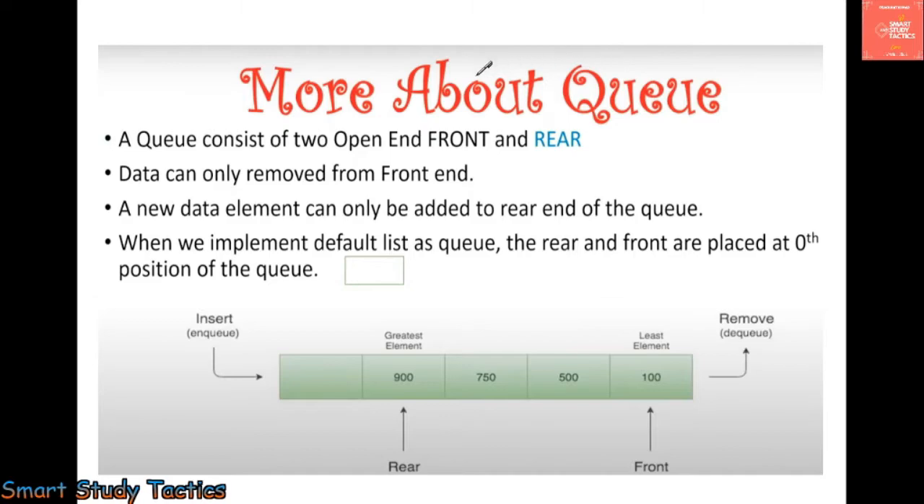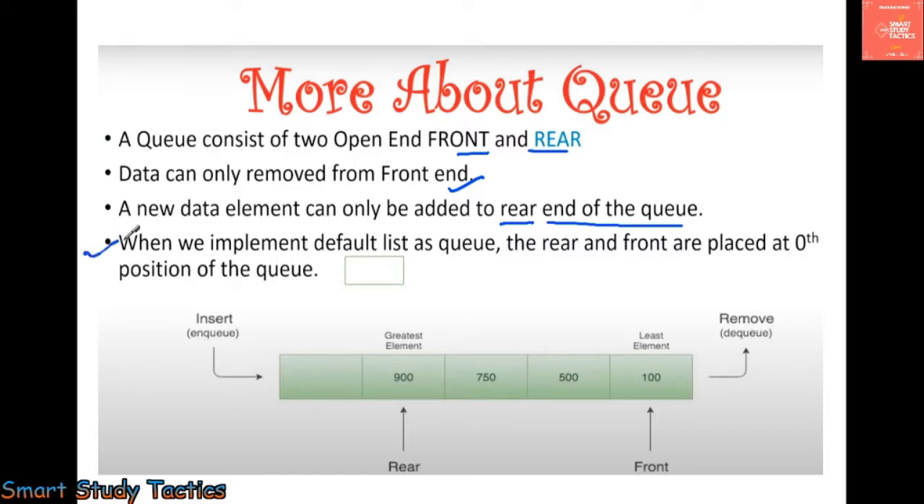Now you can see a queue consists of two ends, front and rear, so we can change the conditions according to our need. Data can only be removed from one end. Keep that in mind. If it is the front, then you have to remove the value from here. A new data element can only be added to the rear end of the queue. Keep this in mind.